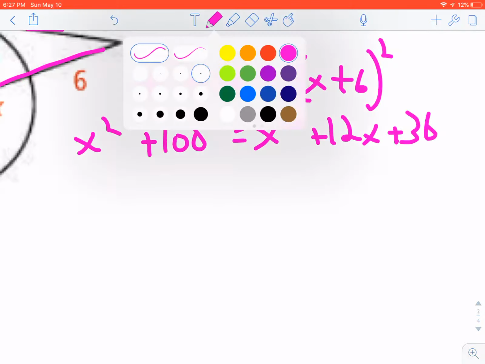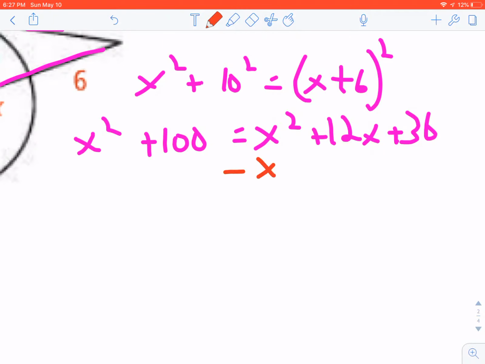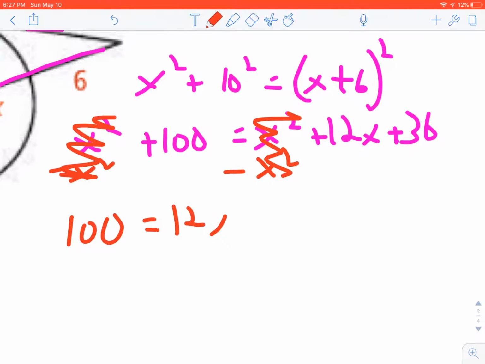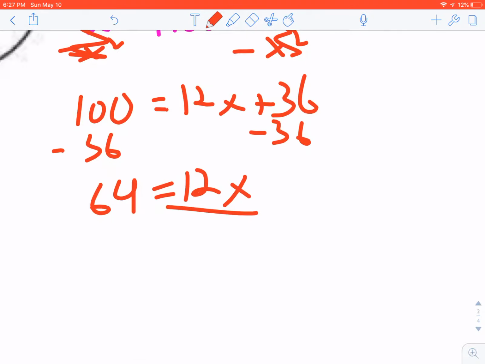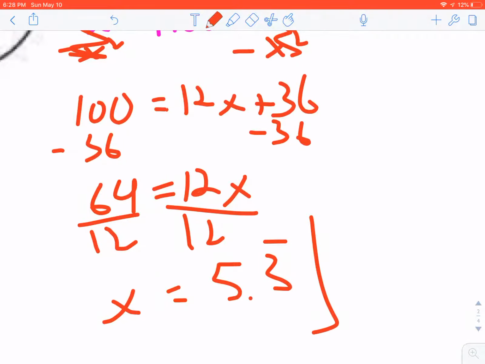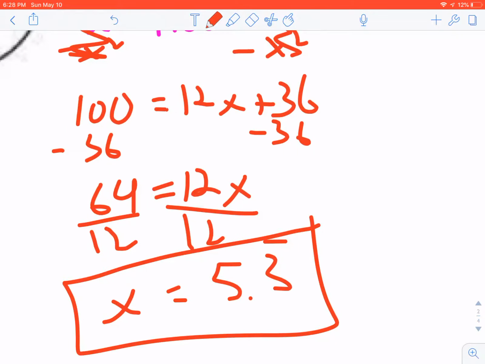So now you want to get your x squareds on one side, which requires you to subtract x squared from both sides. Those cancel. You have 100 is equal to 12x plus 36. Subtract your 36 from both sides. 64 is equal to 12x. So if you divide both sides by 12, you get x equals 5.3 repeating. So that is the length of your radius there.